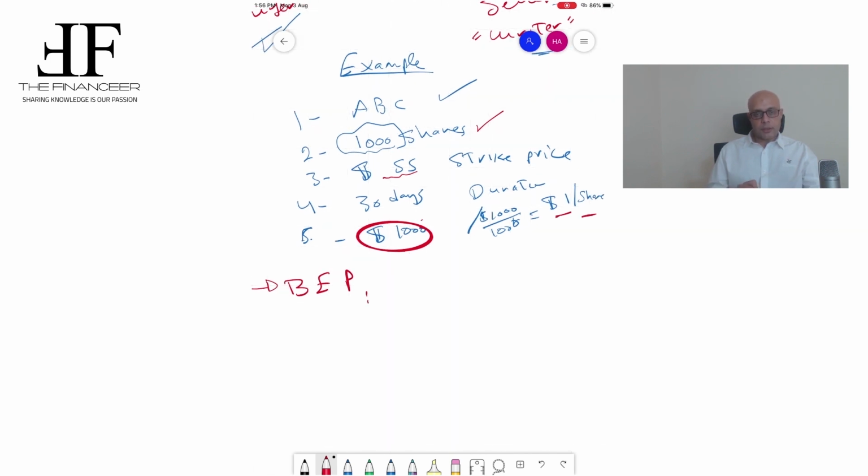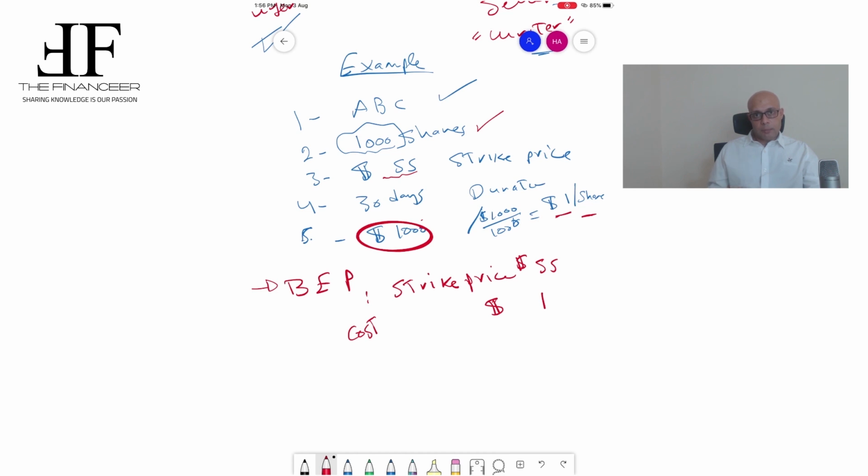So let's write this information here. The strike price is $55. So this is the strike price. And also we have the cost to acquire this contract, or the investment to purchase this contract, which is $1,000, and per share it is $1.